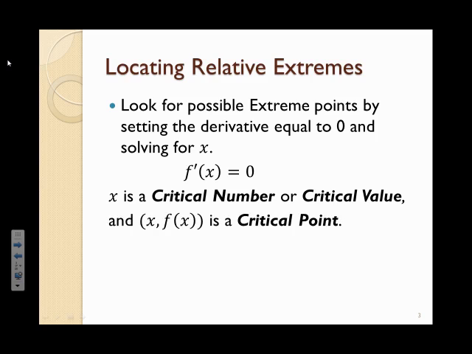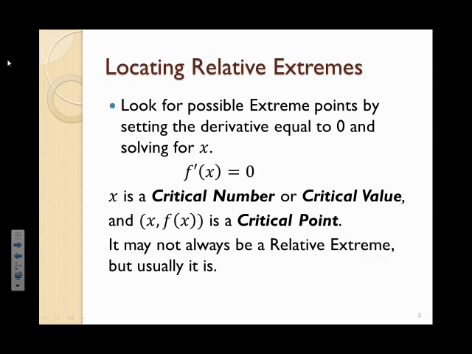Then we're going to simply put this back in the original function, do an f of whatever the x is, and that'll give us our y value, or our f of x. And then that's called a critical point because we have both the x and the y coordinate. It's a point, so it's a critical point. It's an important point where the maximum or minimum is. Now, it's possible that it may not be a relative extreme, but usually it's going to be. And in the homework for today, it will be that way.